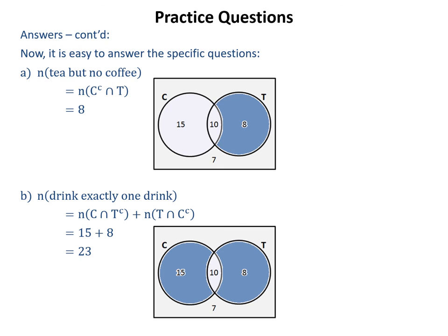And then in part B, we're asked the number of people that drink exactly one drink. Now, that's not equal to one of the distinct regions, like the answer for part A, but rather all of the distinct regions that represent people that drink only one of these two drinks, which in this case, there's 2, those who drink just coffee and those who drink just tea. So this ends up equaling the number of people in C intersect T complement plus the number in T intersect C complement, which equals 15 plus 8, which equals 23.